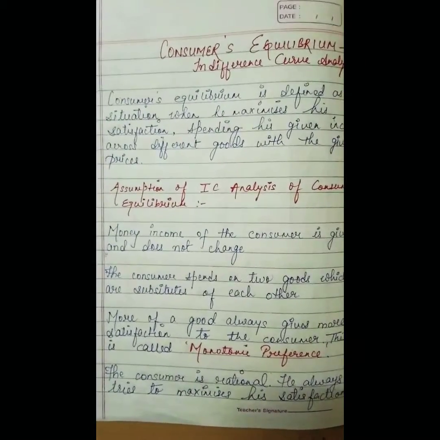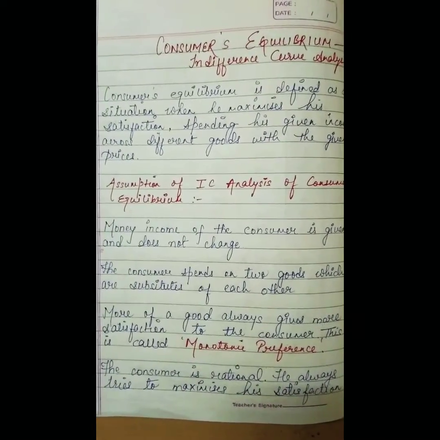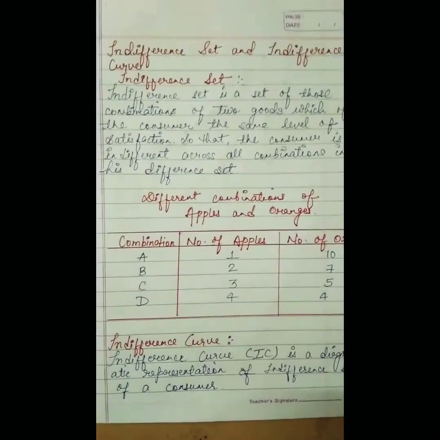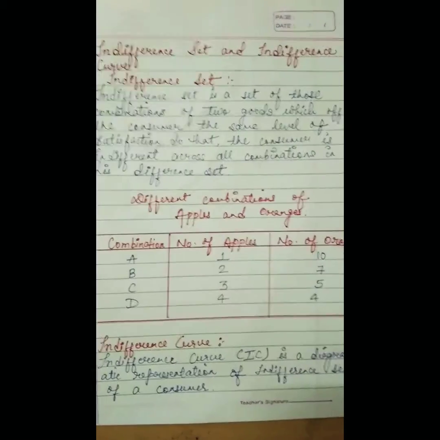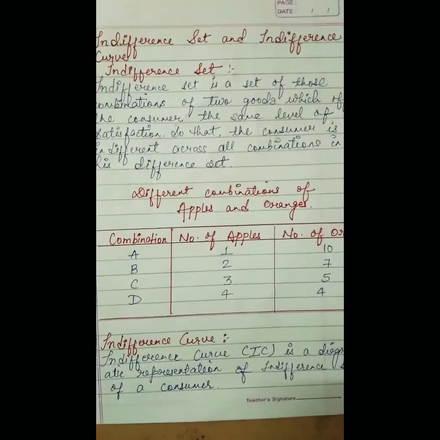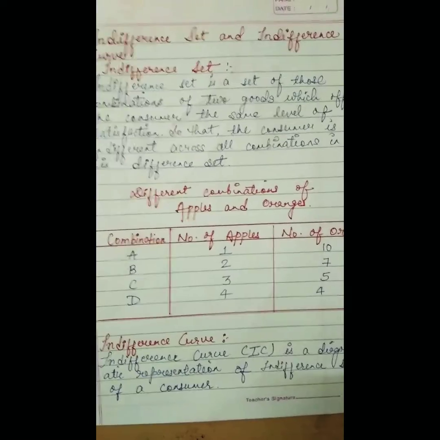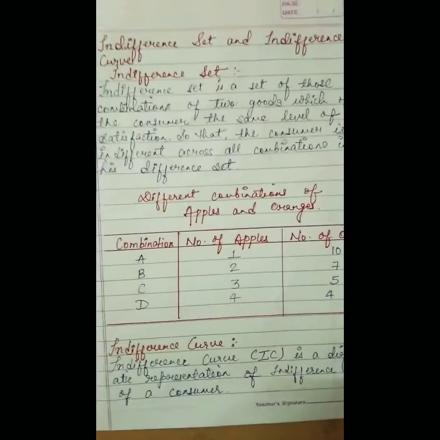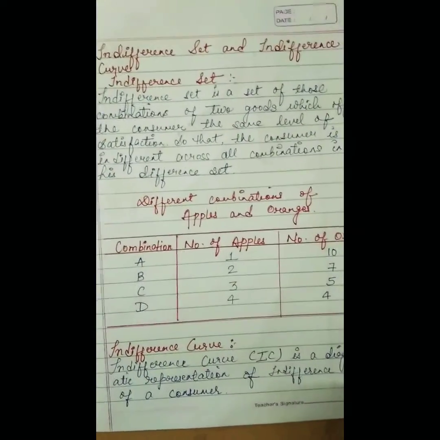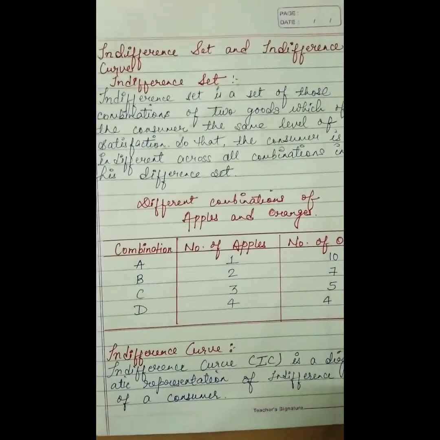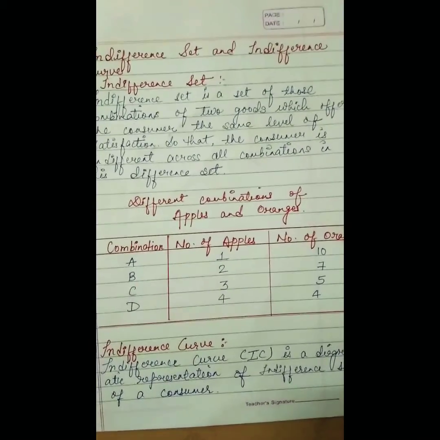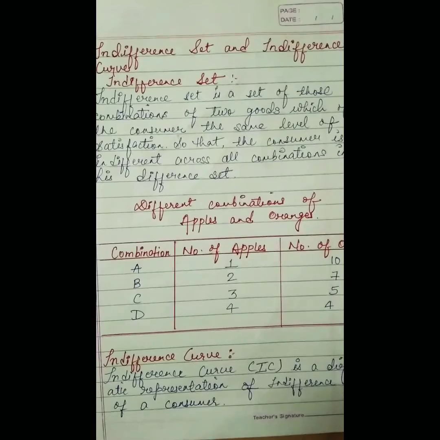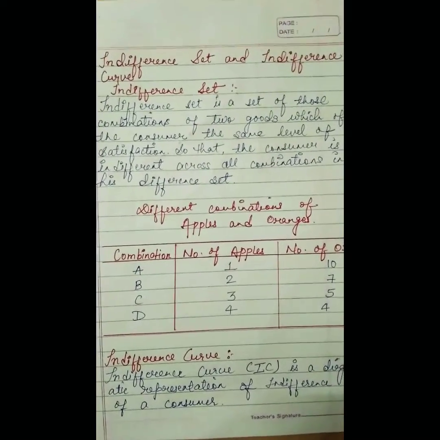Okay students, now we will see indifference set and indifference curve. IC set and IC curve. Now see indifference set and indifference curve. An indifference set is a set of those combinations of two goods. I talked about two goods, you all remember, and they are substitutes to each other while teaching you consumer equilibrium right now. So an indifference set is a set of those combinations of two goods which are substitutes to each other and offer the same level of satisfaction, so that the consumer is indifferent across all combinations in his indifference set.